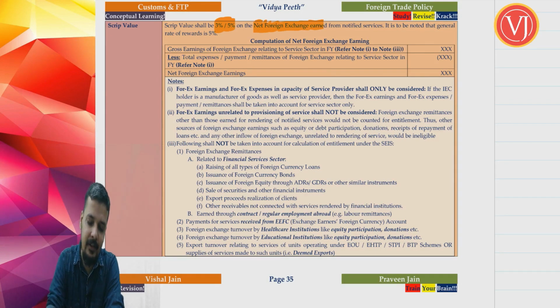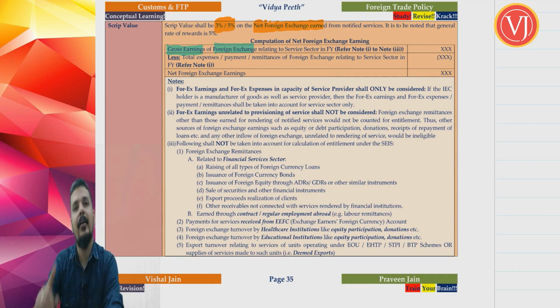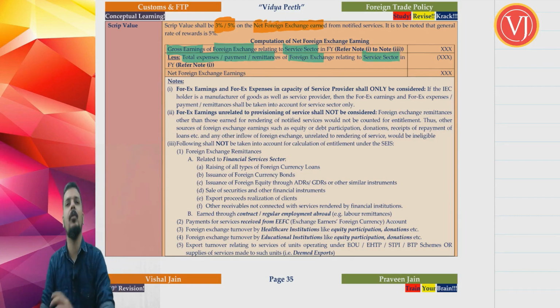What is net foreign exchange earnings, friends? We are talking about gross earnings from foreign exchange services in the service sector that we have discussed earlier, less total expenses or payment or remittances in foreign exchange relating to that service sector. So for that service, you will have even expenses in foreign currency. Reduce that. So take the gross receipt of foreign currency from a notified service sector, deduct expenses or payment or remittances in foreign currency against that particular notified service, and you will get net foreign exchange earnings.